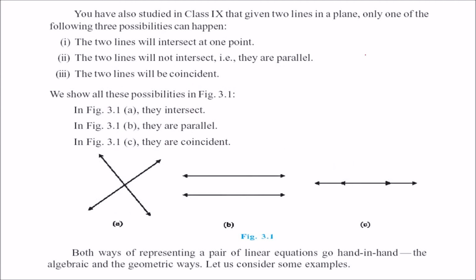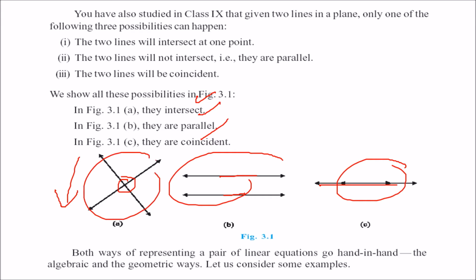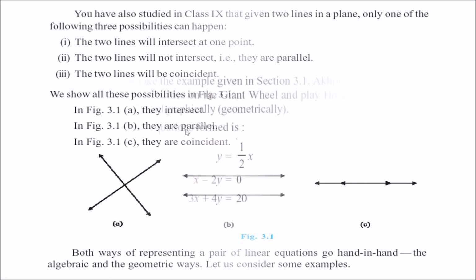Two lines can have three things. Either these two lines or two equations can intersect, they can be parallel, or these two lines can be similar, meaning they are equal. Intersection, parallel and coincident. All the discussion in this chapter will revolve around these three things, so you should understand it very clearly.